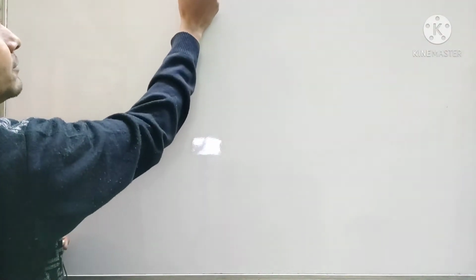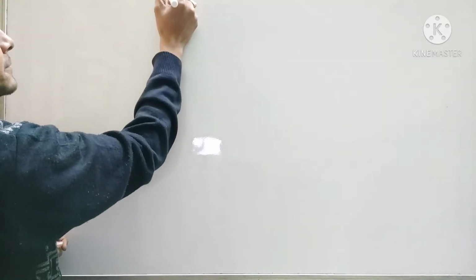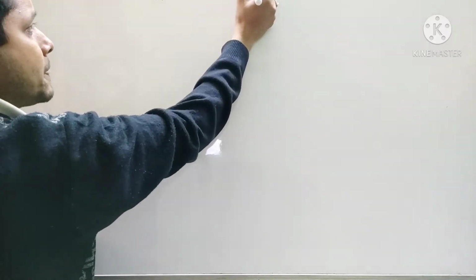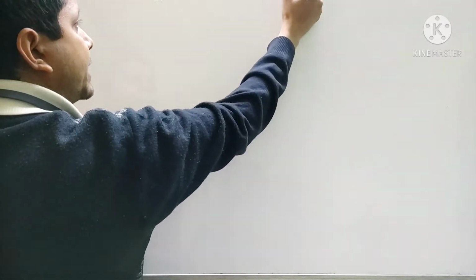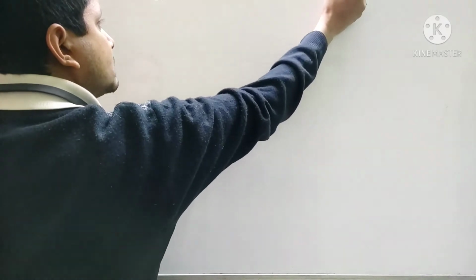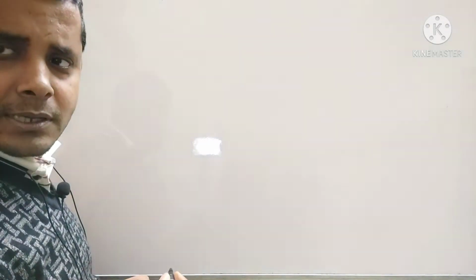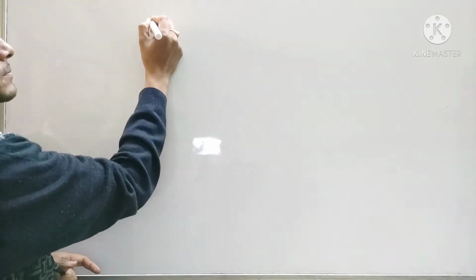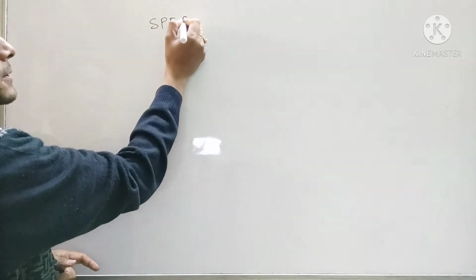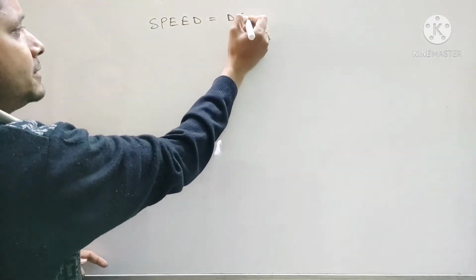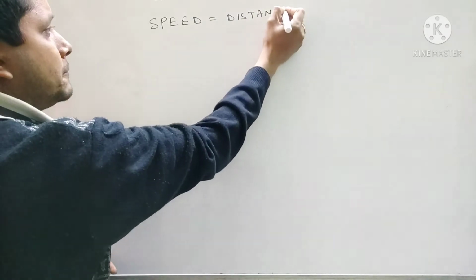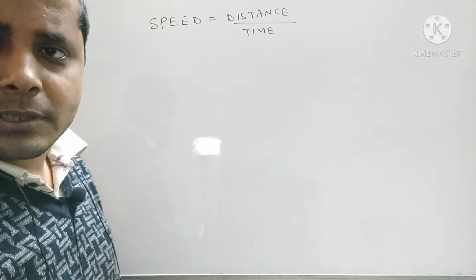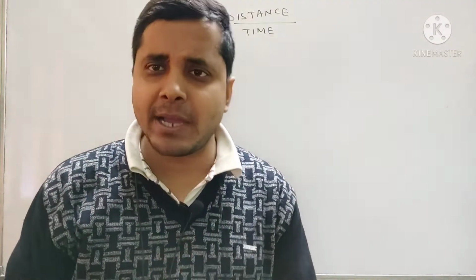So chapter 12, speed, distance and time. First we will see the formula of speed. Speed is equal to distance by time. So speed is equal to distance by time.